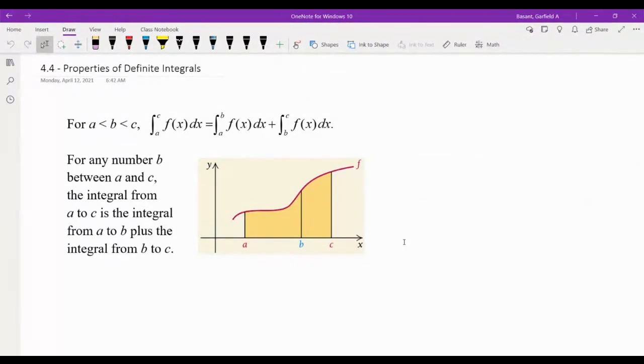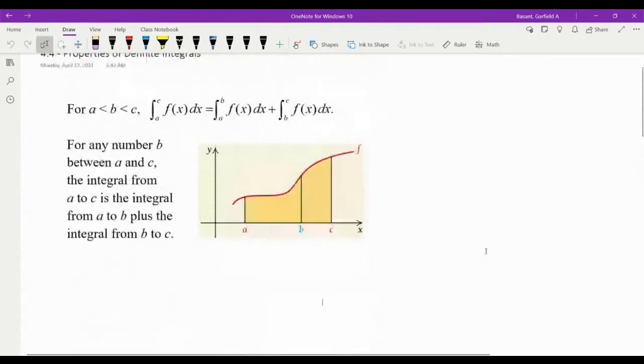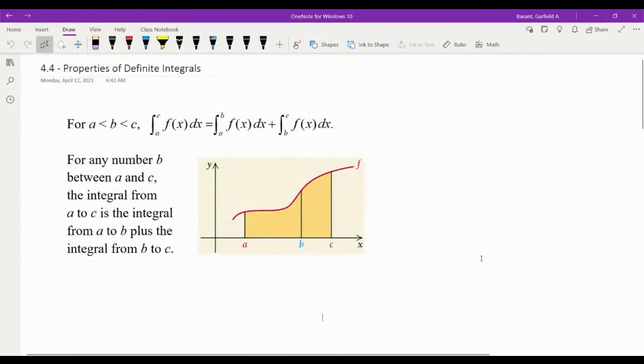All right, so here we go. We're going to look at a few properties of definite integrals. This is the first one. There's actually three, I think, in this section. I copied them down. So this is what we're saying: if you have a definite integral from a lower value to an upper value, a to c, so we're going from a to c.